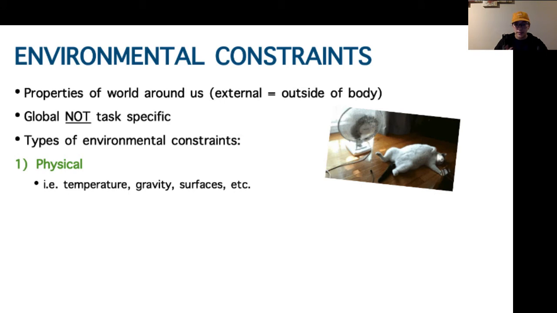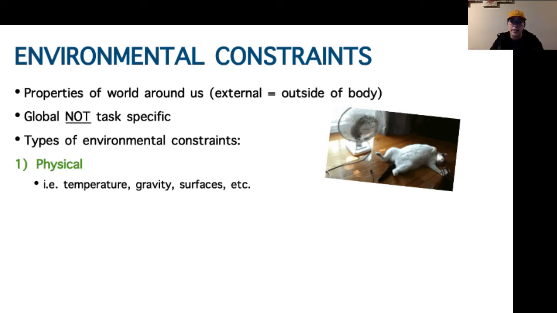And you guys will get some more practice with these because I think the environmental and the task constraints are sometimes a little bit more difficult to grasp onto. But we do have different types of environmental constraints. We could have physical, such as temperature, which could be a type of environmental constraint, right? If I'm running a mile, I might be more inclined to run a faster mile time in moderate temperatures versus extreme hot or extreme cold.